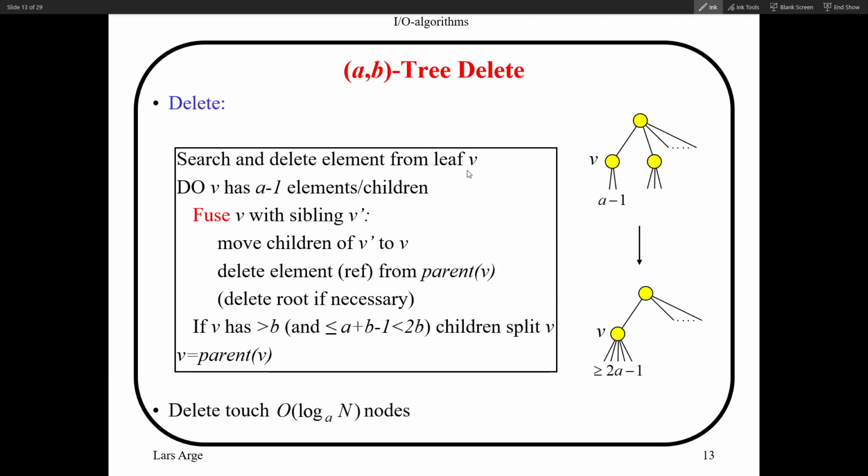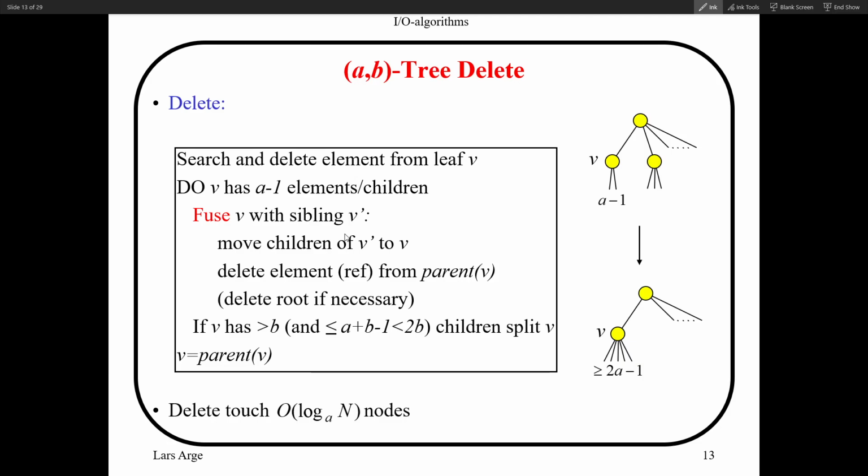In this case, we do this operation. We fuse V with its sibling. In other words, we completely merge the two adjacent nodes together. And we also delete a reference element from the parent of V. Okay. So now we have the elements where the deletion is complete.